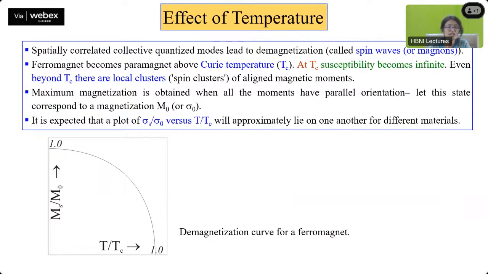Even beyond the Curie temperature, there are local clusters, or spin clusters, of aligned magnetic moments. Maximum magnetization is obtained when all the moments have parallel orientation, and this corresponds to the magnetization known as M0, or the saturation magnetization. If you plot Ms by M0 versus T by Tc for all these materials, they will approximately lie on one another. If you have a plot of Ms by M0 and T by Tc of different materials, you'll find all of them overlap on this particular line. And this is known as the demagnetization curve for any ferromagnet.